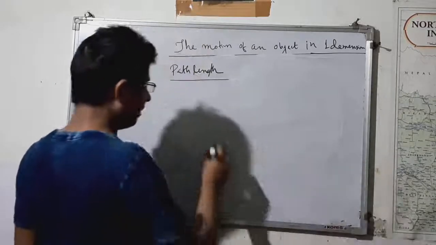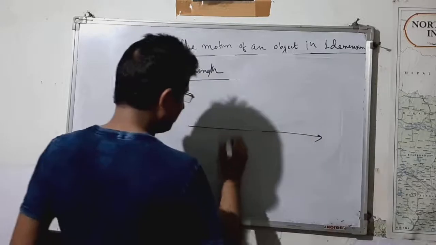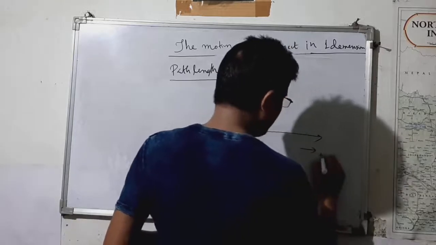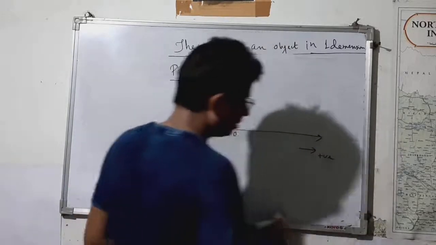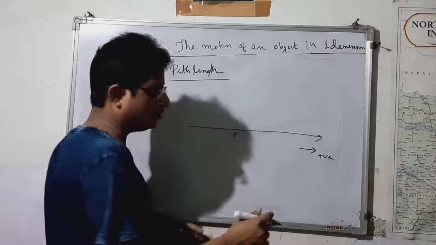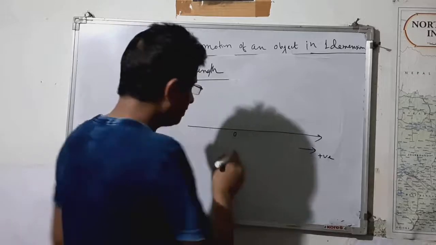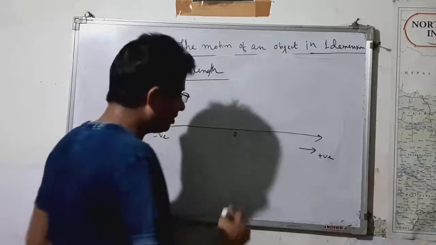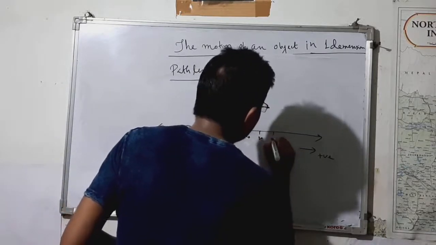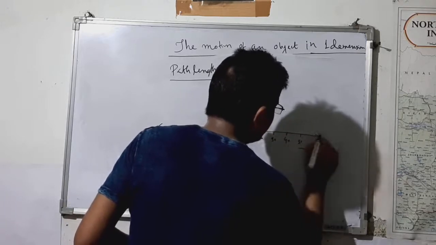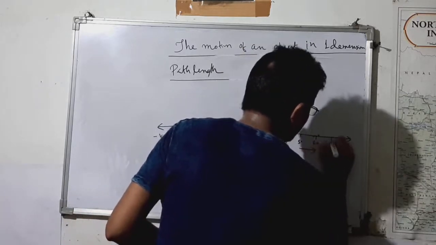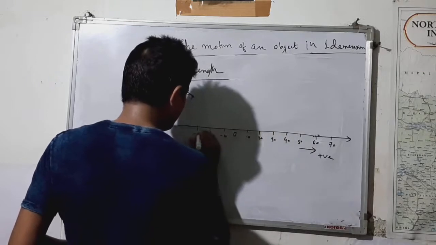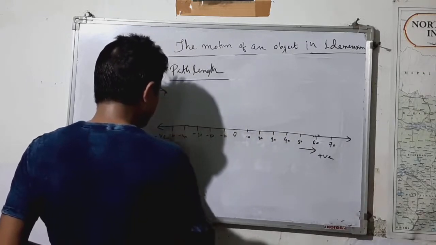Suppose an object moves along the x-axis. Suppose this is the origin of the x-axis. In this direction, the motion is positive. We consider the motion positive along this direction, and in this direction we consider motion negative. Let's put some values on the x-axis. Suppose 10, 20, 30, 40, 50, 60, 70. And in this way, here we put minus 10, minus 20, minus 30, minus 40, minus 50.